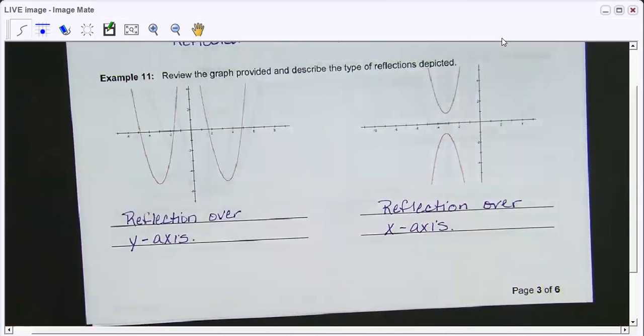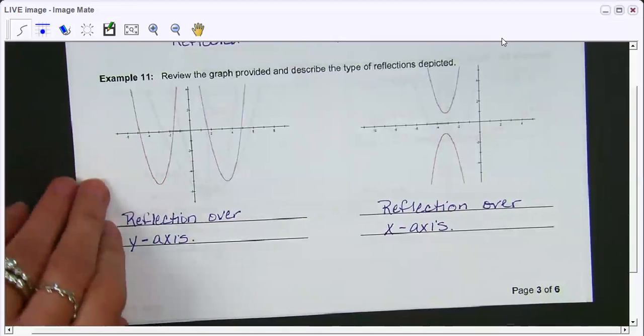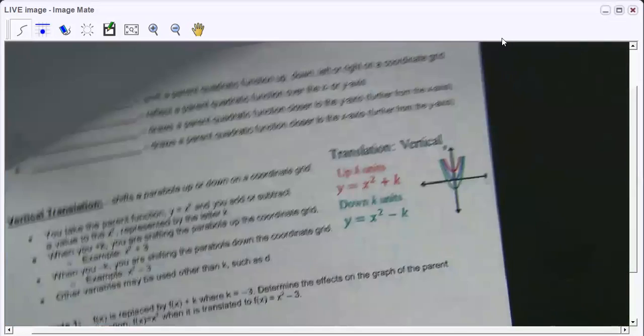All right, so we've done translations, horizontal and vertical, and we've done reflections over the X and Y axis. Now what do we have?